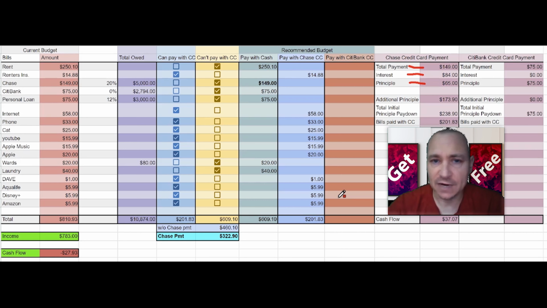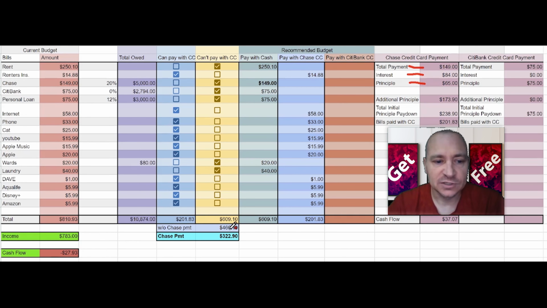This person gets paid right at the beginning of the month with their income. So we're going to set aside all the money for the bills that they can't use a credit card on. All of what they have to pay in cash ends up adding up to $609.10, but that includes the Chase payment. So if we take out the Chase payment, we're looking at $460.10 in cash that they have to pay each month.